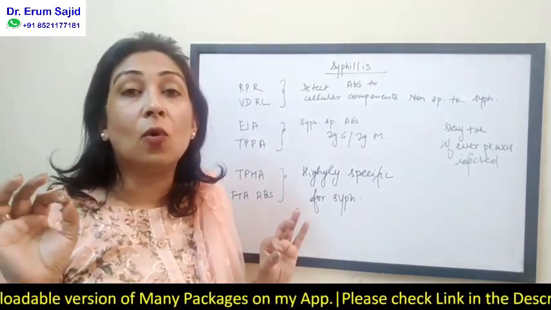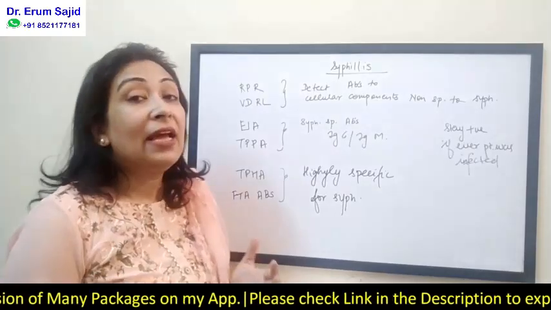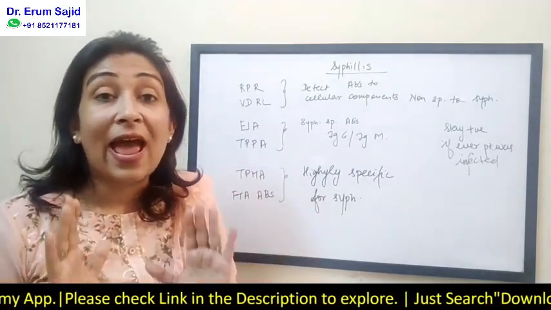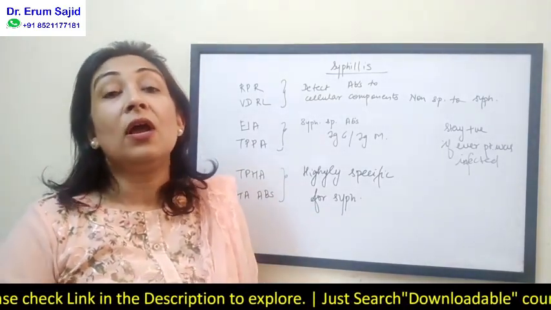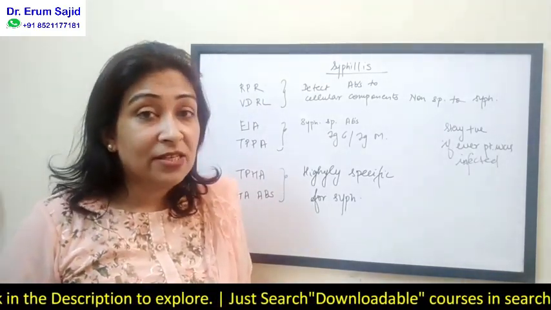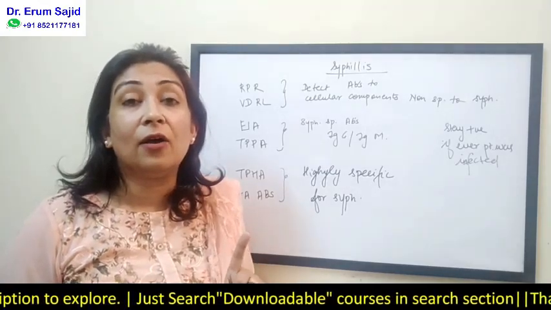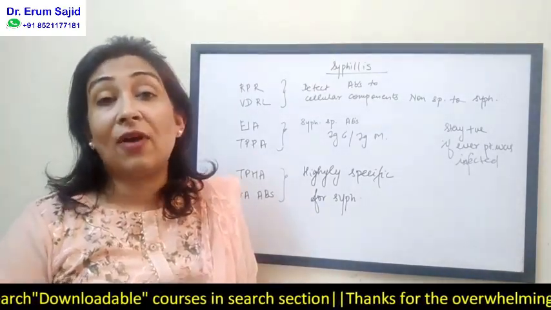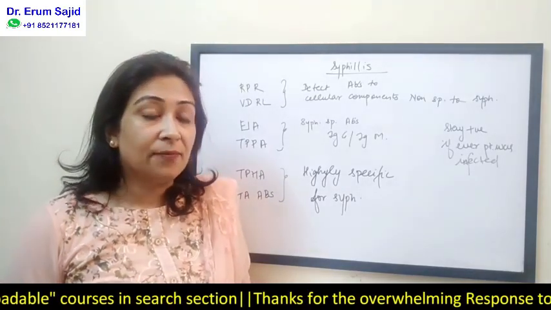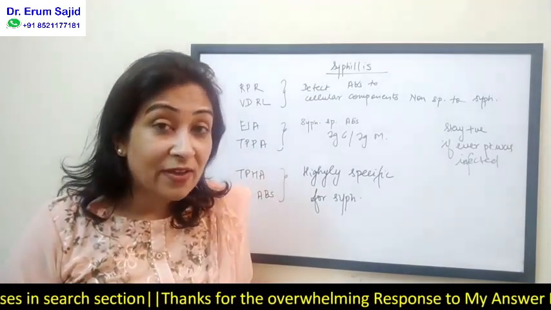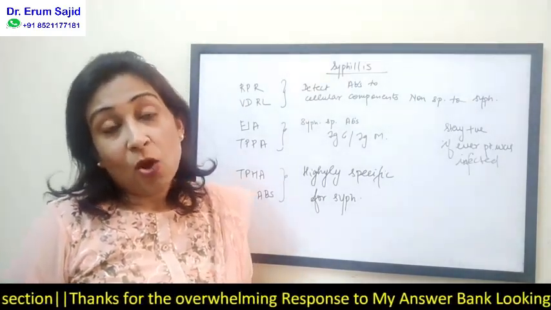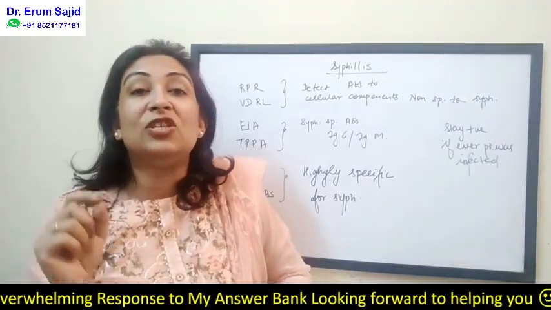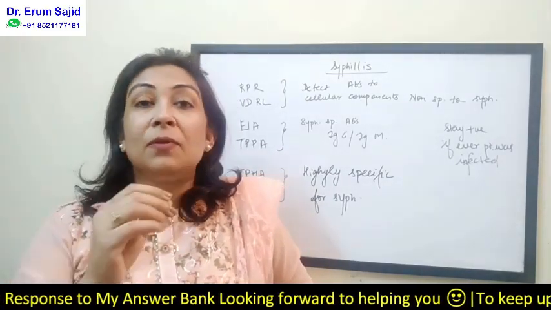Now comes the second group of tests, that is EIA, enzyme immunoassay, TPHA, TPPA. All these tests are actually specific for syphilis antibodies. Did I say IgM, IgG? No. These tests detect both IgG and IgM antibodies, reactive or non-reactive. I'm not speaking about the titers. So when the question is asked in many of your competitive examinations, sometimes even in your viva, even in OSCE, these kinds of questions can be asked, where I'll ask you to interpret the chart, in which I'll give you EIA IgM positive, VDRL negative, and TPPA also positive.